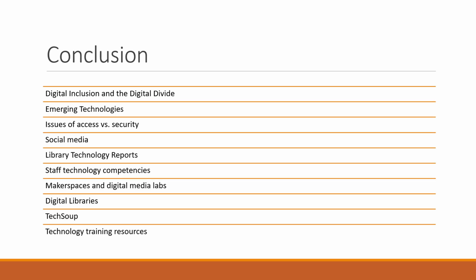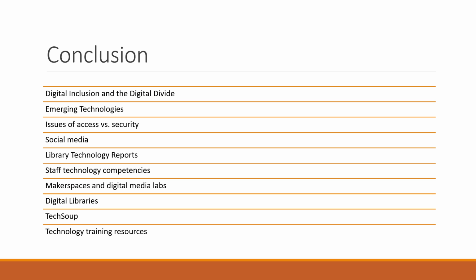Okay, so we have reached the end of this lecture, so let's do a brief wrap-up of what we've learned this week. We talked about digital inclusion and the digital divide, emerging technologies and services that libraries provide that are sort of value-added for patrons, issues of access versus security issues, social media, policies and plans for how to use social media most efficiently, library technology reports, which is more the staff or ILS side of library technology.